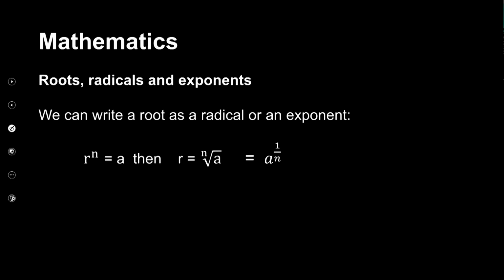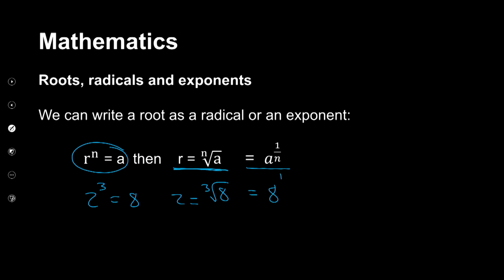So we can write a root as a radical or as an exponent. r to the exponent of n is equal to a can be written as r is equal to the nth root of a, which can also be written as a to the exponent of 1 over n. Let's go back to that example that I gave you. 2 to the exponent of 3 is equal to 8. This can be written as 2 is equal to the cube root of 8, which is the same as having 8 to the exponent of 1 over 3.